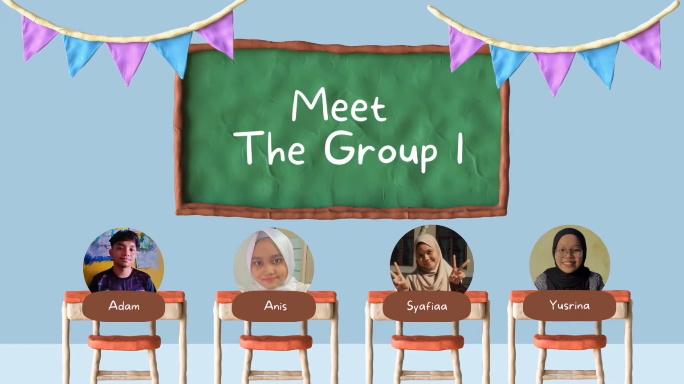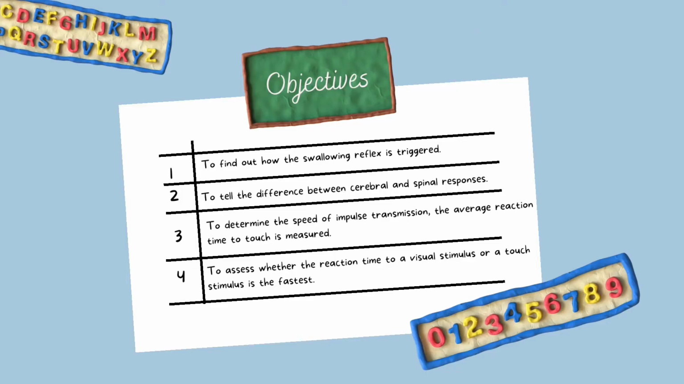The objectives for this experiment are: 1. To find out how the swallowing reflex is triggered. 2. To tell the difference between cerebral and spinal responses. 3. To determine the speed of impulse transmission. The average reaction time to touch is measured. 4. To assess whether the reaction time to a visual stimulus or a touch stimulus is the fastest.